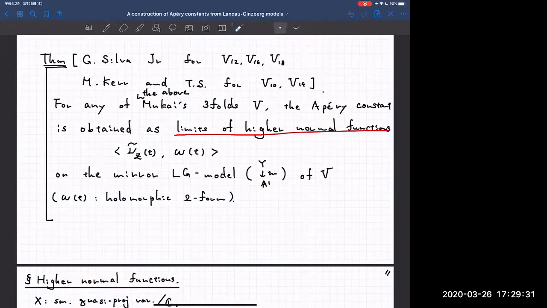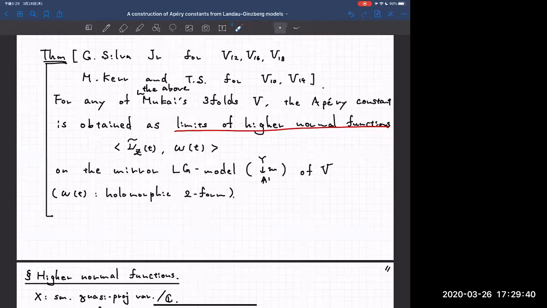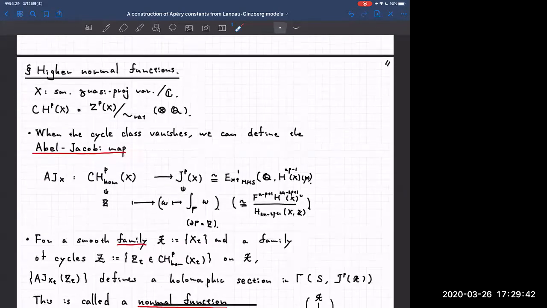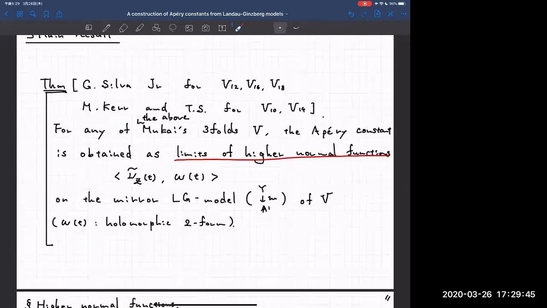Right. So, of course, I would like to introduce what the meaning of the limit is and what the notion of higher normal function is by using the Riemann part. So, sorry, before you introduce higher normal functions, can I ask you, just as a sort of general philosophical question, Apéry's result was something about proving irrationality of zeta 3, and now you're saying that for all of these Fano threefolds, you get this Apéry constant. How should I think about that?